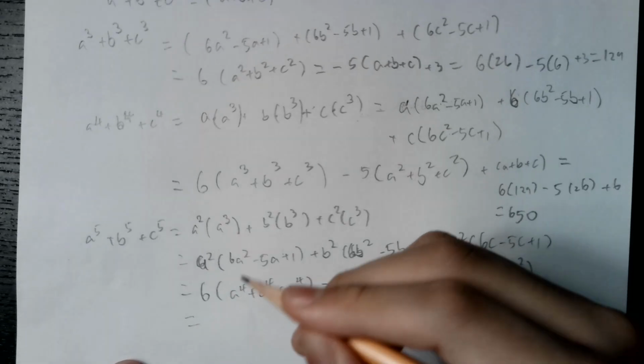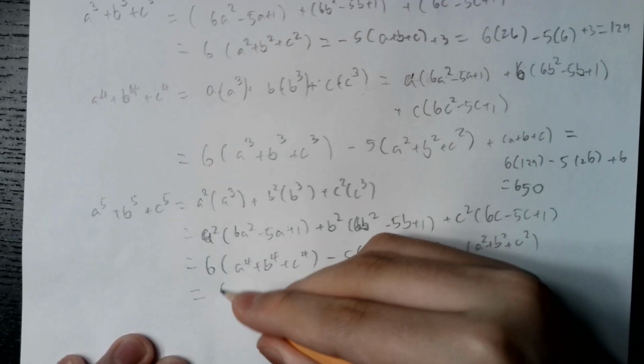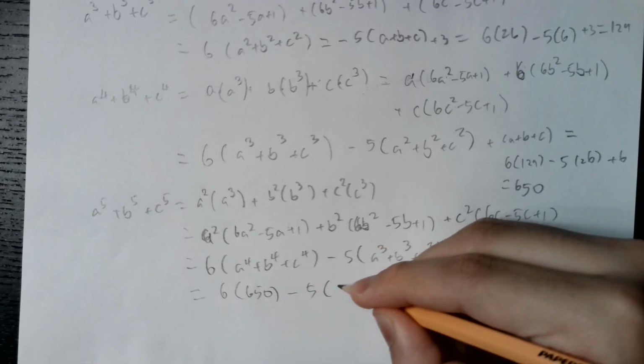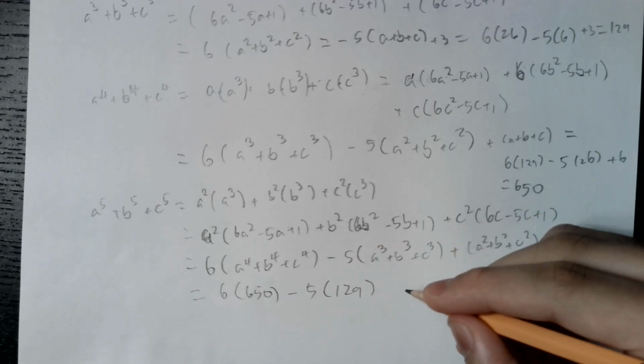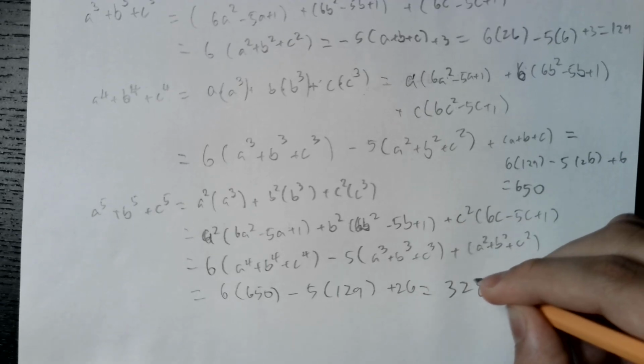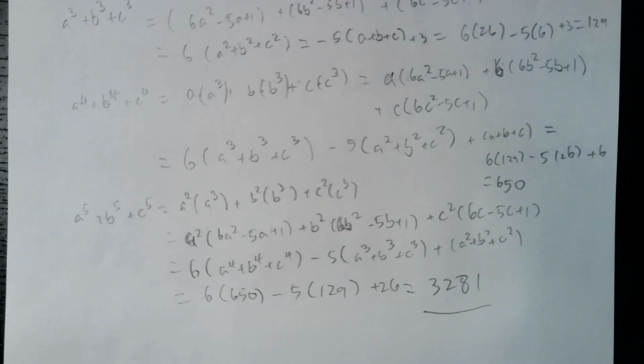And this is going to be equal to 6 times 650 minus 5 times 129 plus 26, which is going to be equal to 3,281. This means that the answer to this very long problem is going to be equal to 3,281.